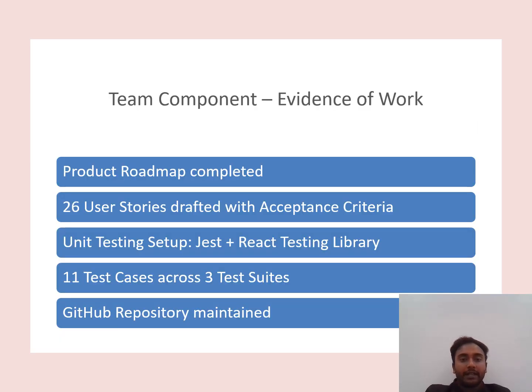Coming to the team component and evidence of work, the product roadmap is completed and 26 user stories are drafted with acceptance criteria, and unit test setup with Jest plus React Testing Library. Here, 11 test cases were used across three test suites.